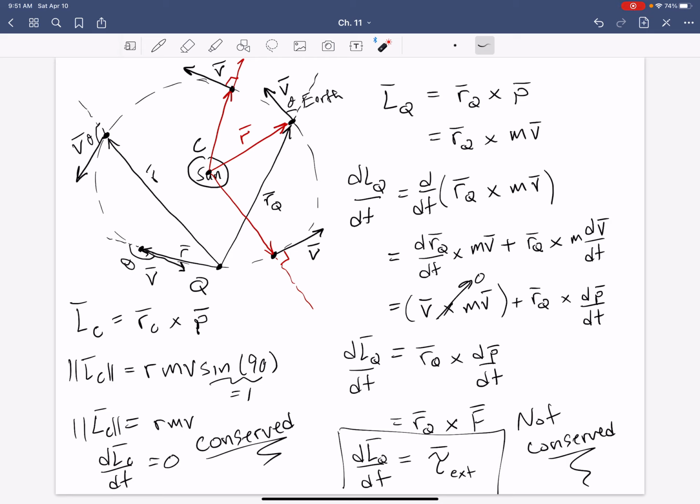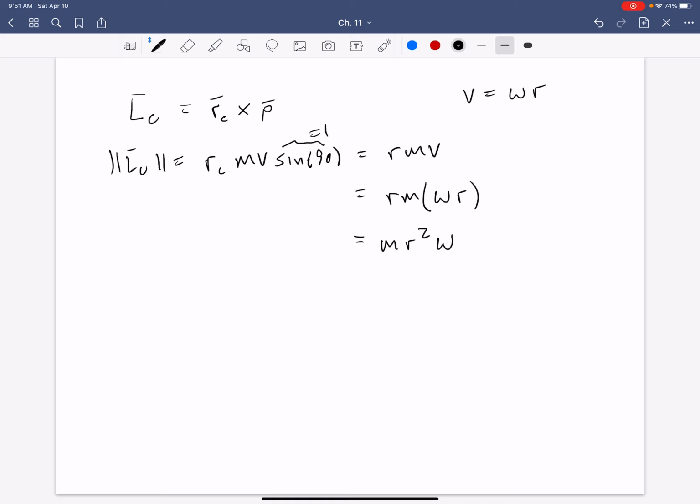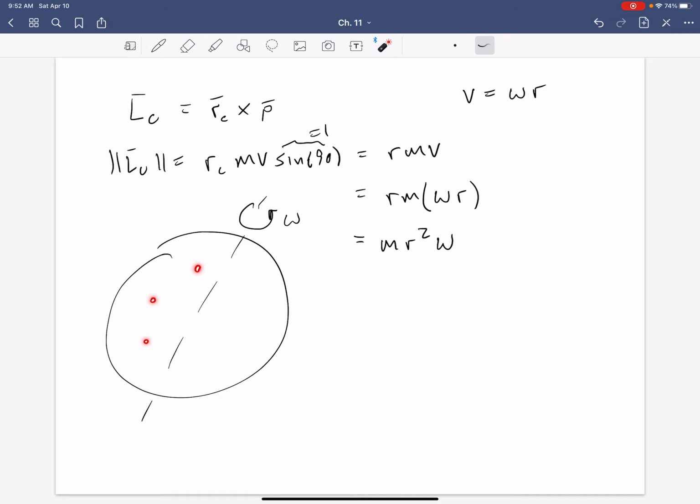But what if I have a solid object, like a ball turning, right? What if it's just the Earth rotating about its own axis? If I had that, and it's rotating with some omega, we have all of these different points in here, all of these different tiny bits of mass, if you will, and they're each a different distance from the center, or rather, they're each a different distance from the axis.